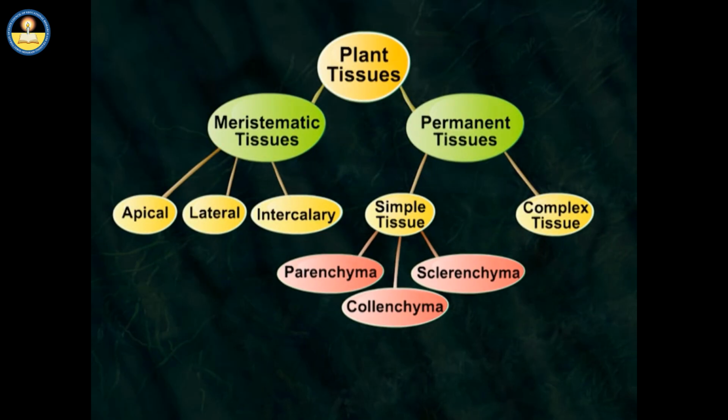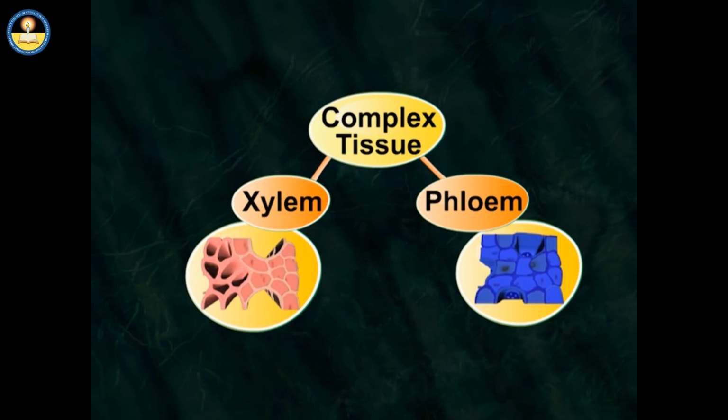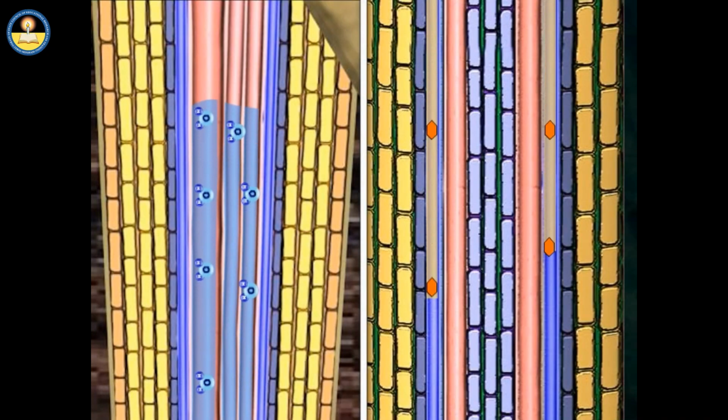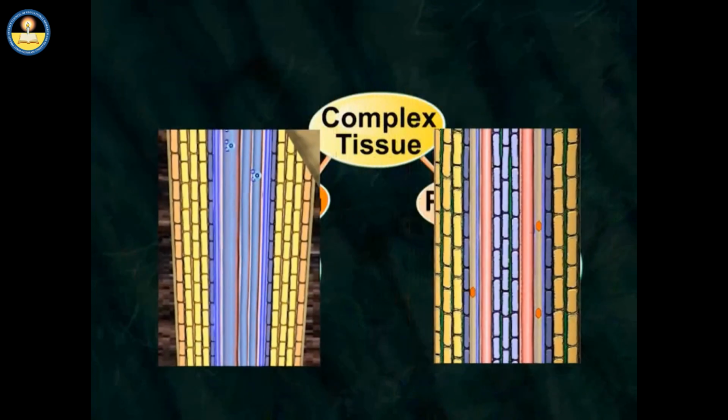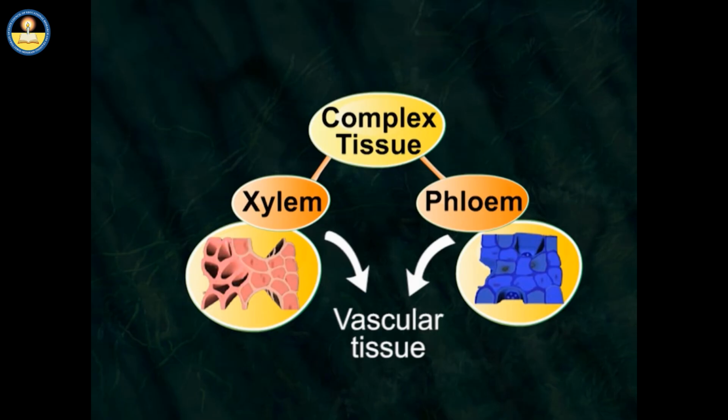The second type of permanent tissue, that is complex permanent tissue, consists of two types of structures. Each of these is made up of a number of cells. These structures are xylem and phloem. Xylem and phloem both are responsible for conduction of material from one part of the plant to another. As these structures are an ensemble of many types of cells, they are considered tissue and jointly both are categorized as vascular tissue.